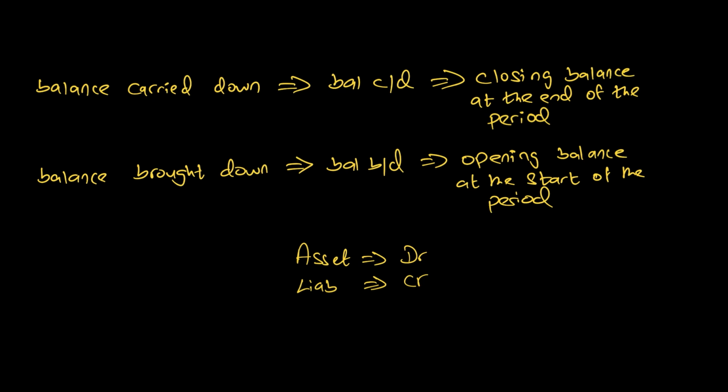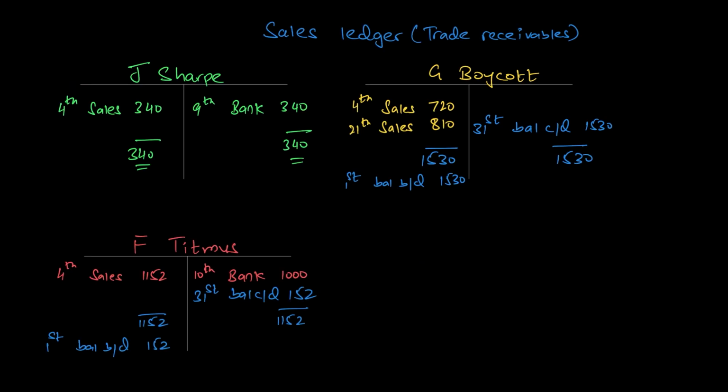Okay, now I've done this over here for the sales ledger. Take a look at that. So for G Boycott, I said the total of the debit side is 1530. So I first total the debit side, that's 1530. There was nothing on the credit side. So I entered a balance carried down, closing balance. That's the closing money that G Boycott owes me, to be 1530 as well. That's the outstanding money represented as balance. I total both sides. Remember, the debit has to be equal to the credit.